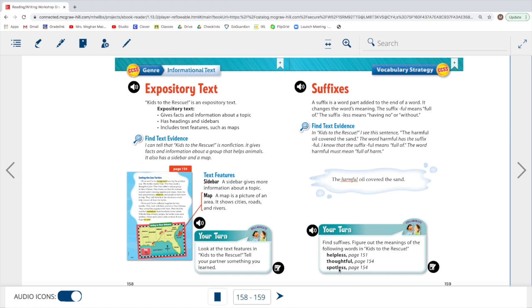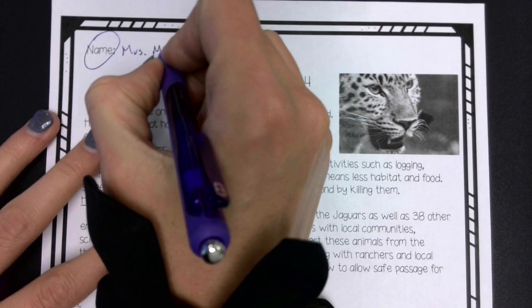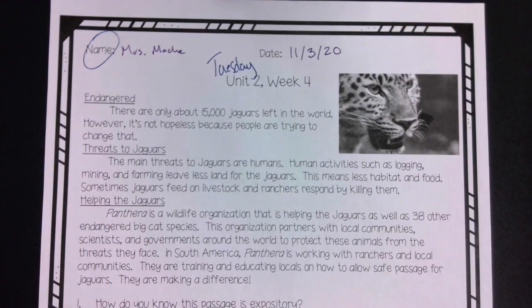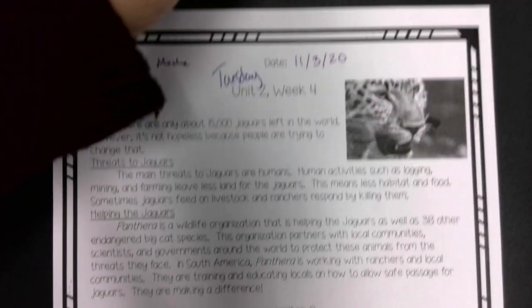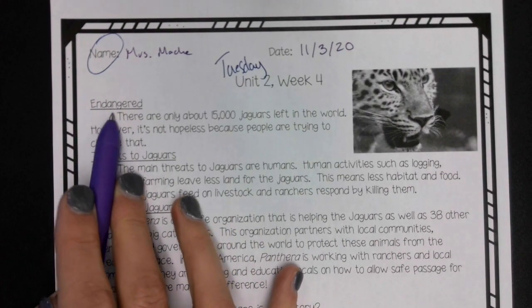Okay? Let's go ahead and get out our worksheet for today so that we can review some of these strategies with our text about some endangered jaguars. Let's start by getting our name on the top of our page. Today is November 3rd. You can write your date on the top. Follow along as I read. Feel free to underline any information that you think is important. Endangered. Notice that's one of those text headings.